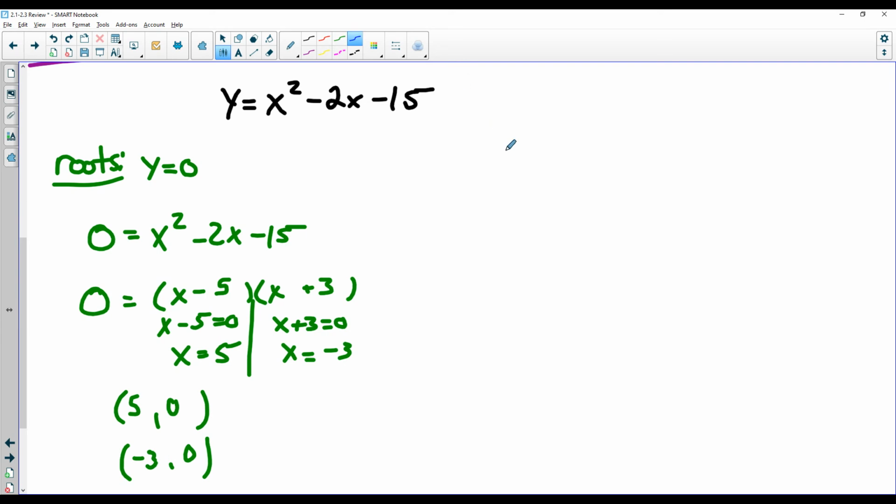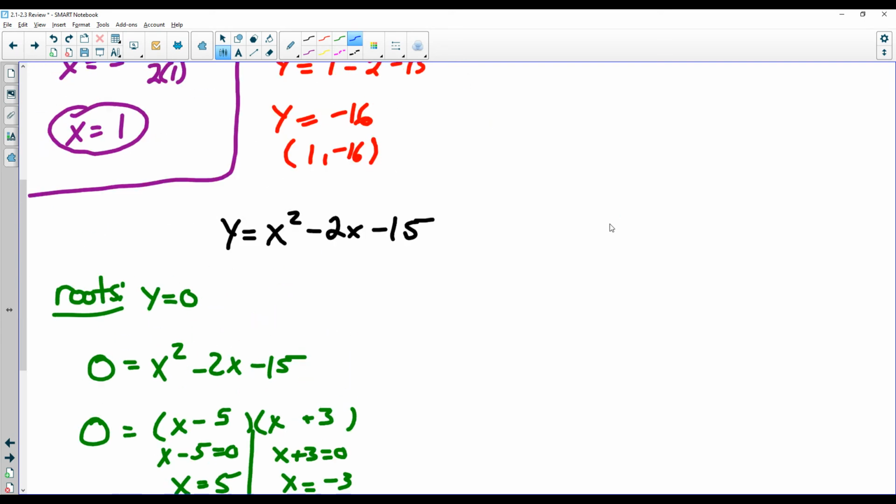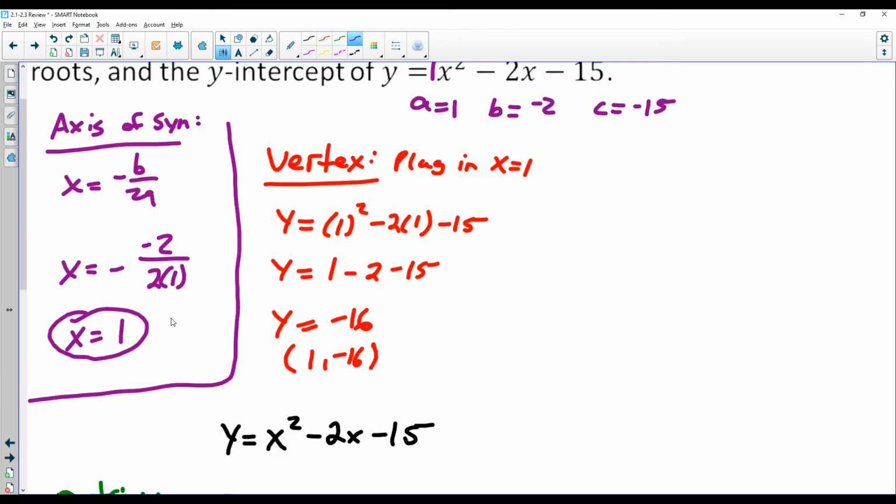Now let's do the last thing it wanted. It wanted the y-intercept.